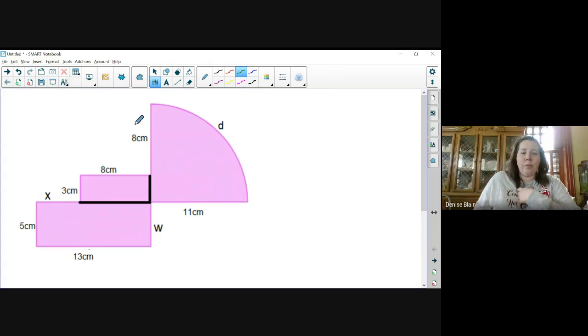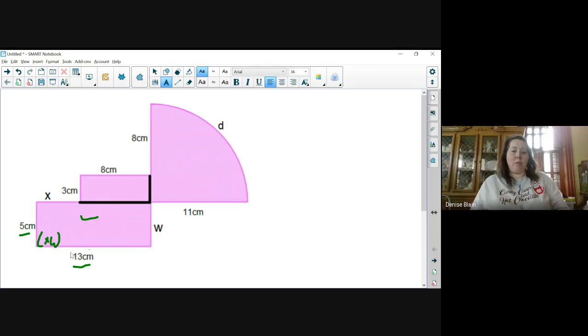So the first thing we're going to do is find the area of this shape right here. The area of a rectangle is length times width. So I have to decide which letters or numbers I need to calculate this area. I need to use 13 and 5. So 13 times 5 equals 65, 65 centimeters squared.